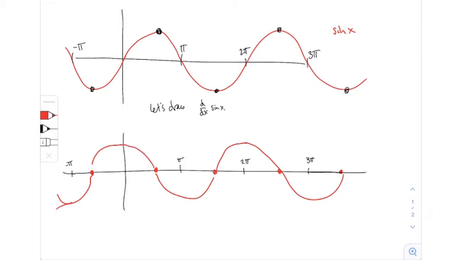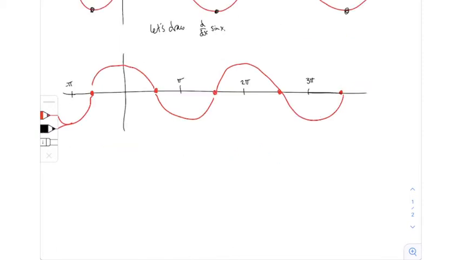And I would ask you, does that look like anything? He already said it. He blew my big surprise, the spoiler. This looks like cosine, doesn't it? So it looks like the derivative of sine x equals cosine x. Isn't that great? I mean, that would be great if it was true.